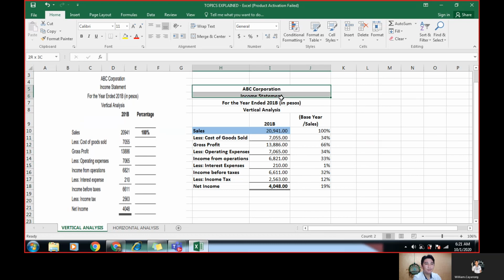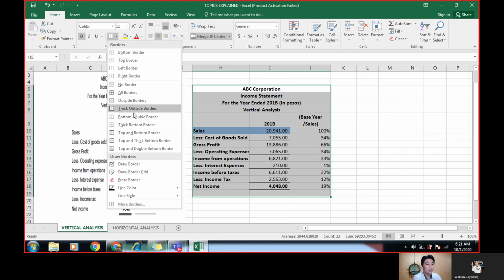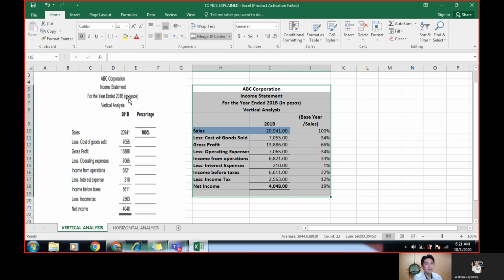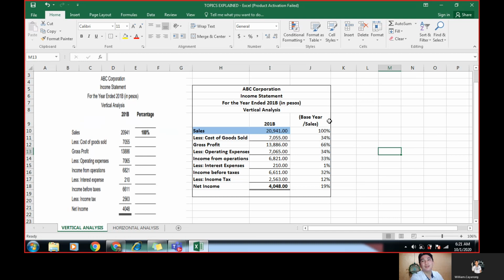Ganon. So if we want to put border, ayan, just highlight all of the data and then here, click outside borders. Okay, so there you have it. We have now a financial statement analysis, specifically vertical. So yan po yung vertical.